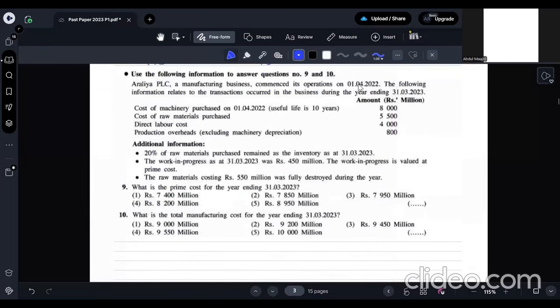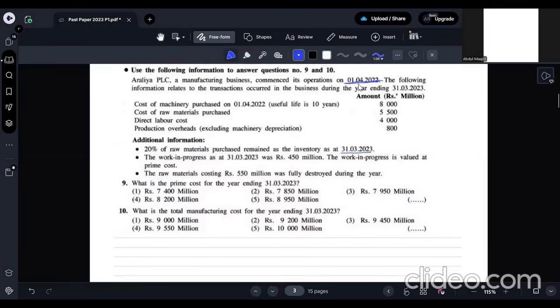Then the 9th and 10th one. What is the prime cost? Okay. Aurelia PLC commenced its operation on 1st of April 2022. So this year only we started our manufacturing business. The year is ending on 31st March 2023. That means the year has started on 1st of April and that is when they have started this business itself. Then they have given some information.